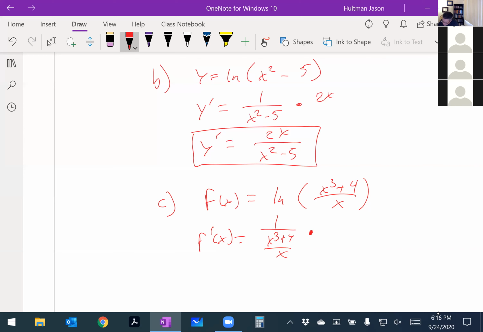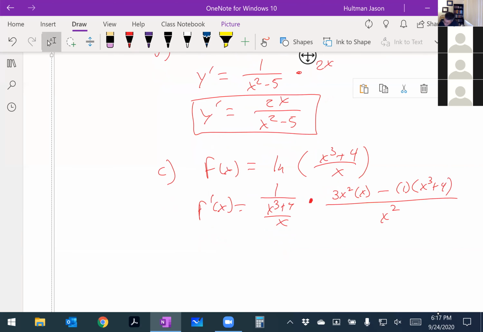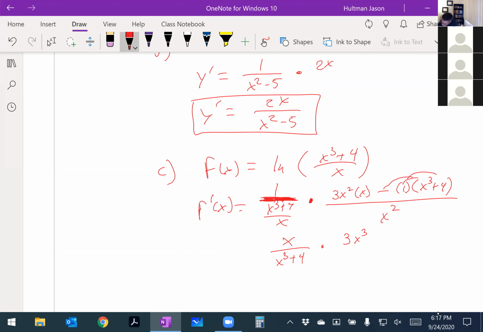So this is going to be times the derivative of the top, which is 3x squared, times the bottom, which is x, minus the derivative of the bottom, which is 1, times the top, x cubed plus 4, all over the bottom squared. Well, here I'm taking 1 divided by a fraction. When I divide by a fraction, it's the same as multiplying by the reciprocal. So this thing just gets flipped upside down. I get multiplied by 3x cubed. And then I could distribute the 1, which does nothing. I could distribute the negative, and that just changes the sign. That's x cubed minus 4. Cool. All over x squared.